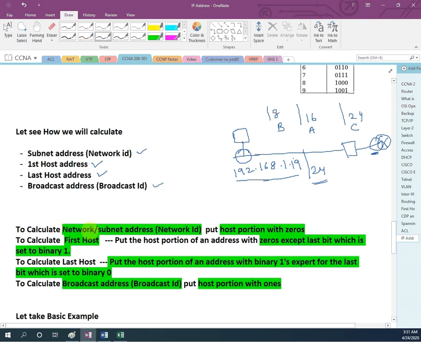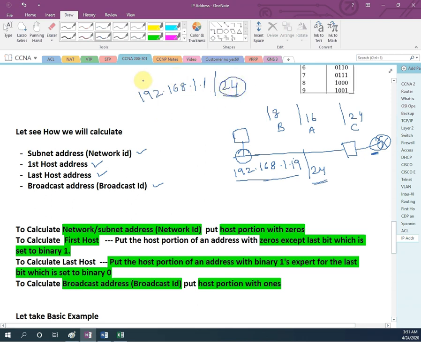To calculate the network or subnet address, that is the network ID, we need to remember this step: put the host portion with 0. For example, if I have 192.168.1.1 /24, by seeing this you remember 24 means class C.